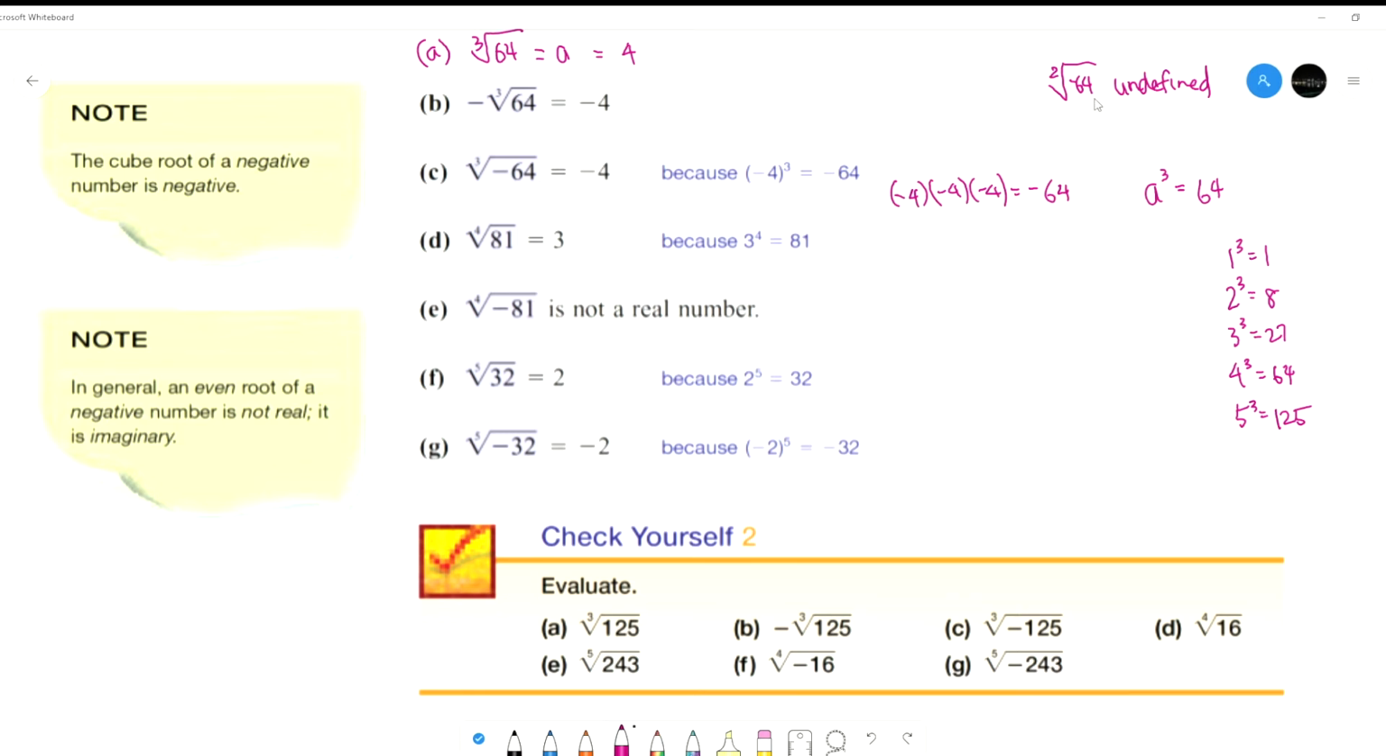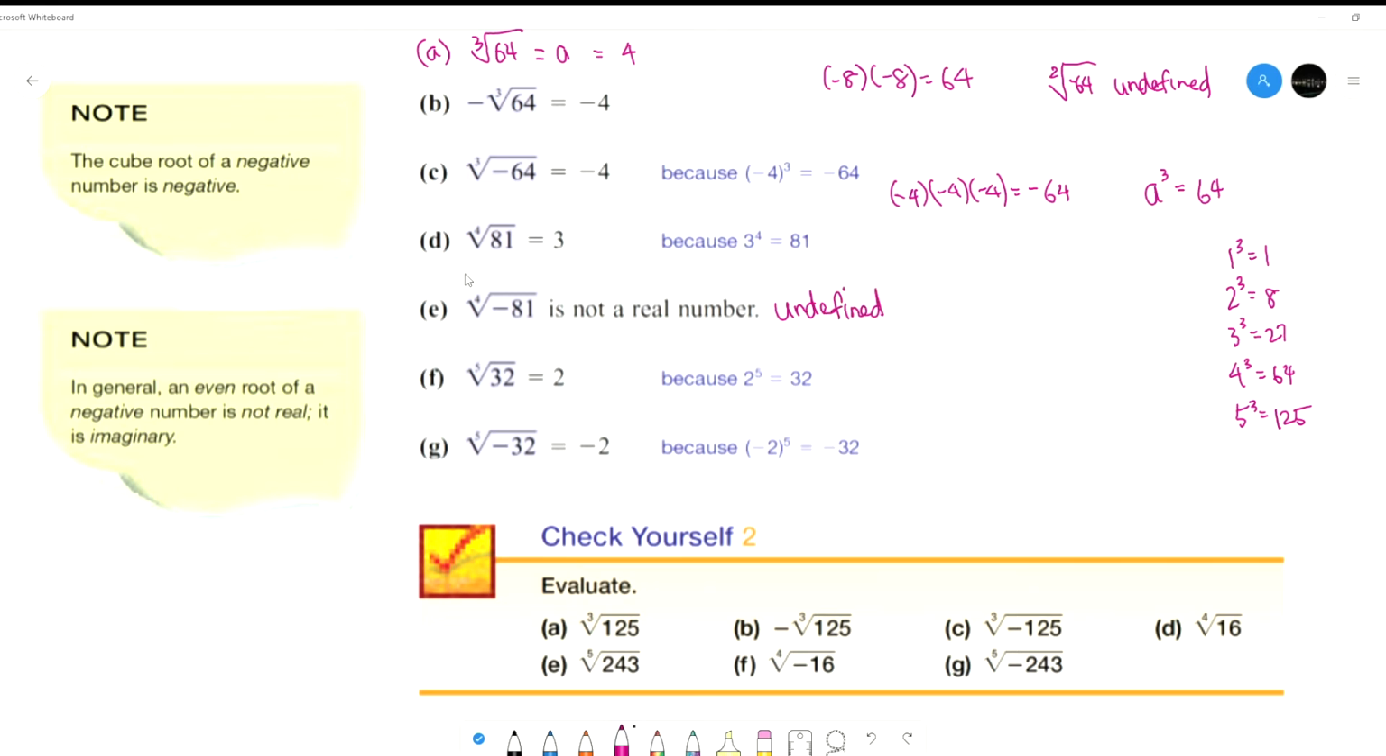Okay, so previously when we were doing the square root of negative 64, there's no number, right? You can't do negative 8 times negative 8. That's not equal to negative 64, right? This is equal to positive 64. So that means for even roots, where the root is an even number, like the square root, or even a fourth root here in part E, there's no real number that will be squared or to the fourth power that equals a negative number. So that's why part E is not a real number. You can also write undefined.